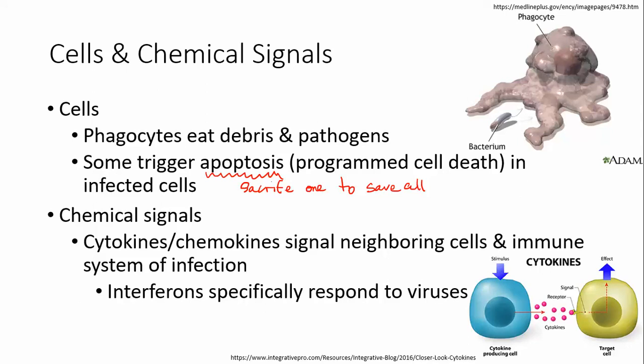There are also chemical signals that work. You don't need to know the name of these. I just put them there so if you see them in a question, you'll recognize them. They're called cytokines and chemokines. They have slightly different functions, but in general, they're chemical signals that tell neighboring cells, hey, step up your game. There's an infection in the area. And they will also help call immune cells to the site of infection. There's a particular class of these chemicals called interferons, and they are specifically designed to respond to viruses, which you may hear about when you're reading or hearing about various COVID interactions with the immune system.